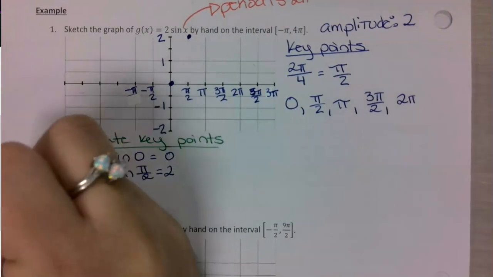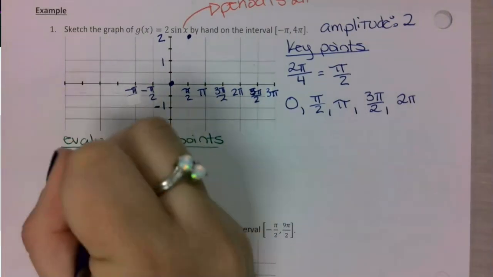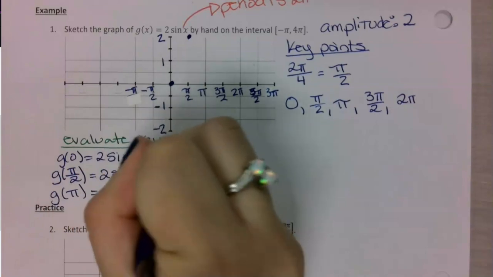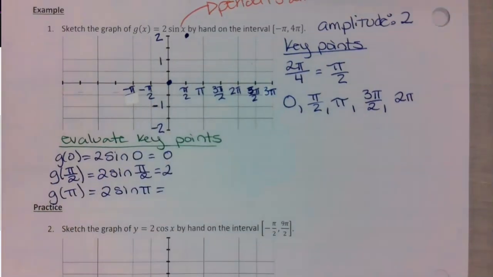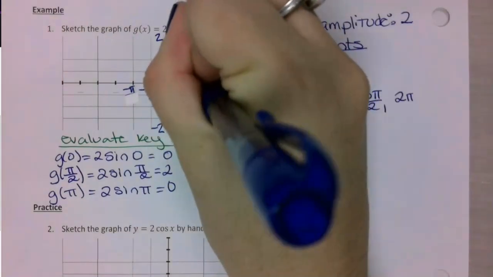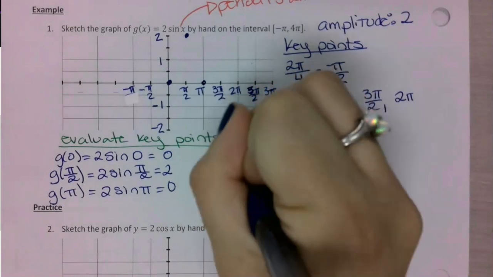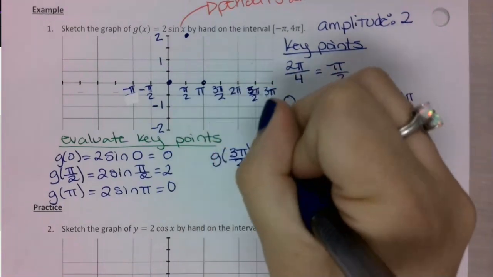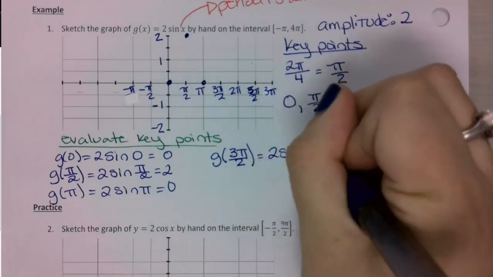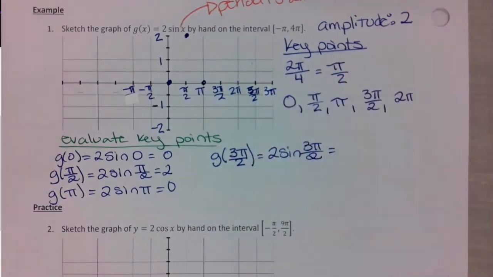Then I'm going to do the same thing for pi. Which gives me, yep. Okay, then I'm going to type in 3 pi halves. Yes, otherwise, how am I going to know that you really plugged this in and didn't just graph it on the calculator?